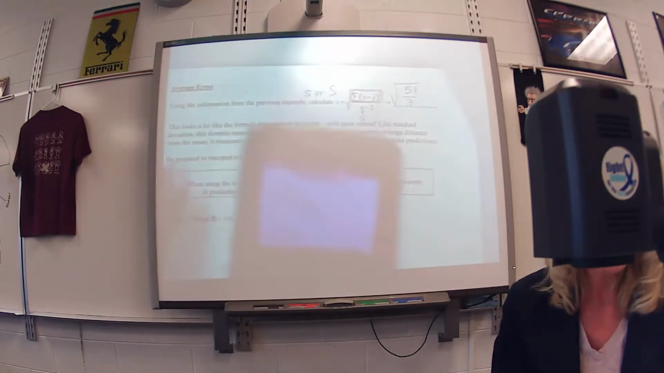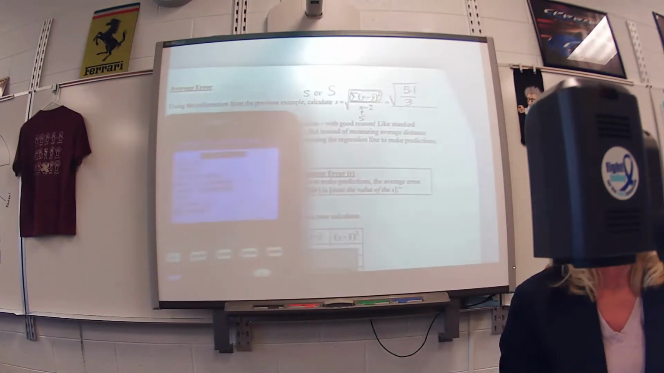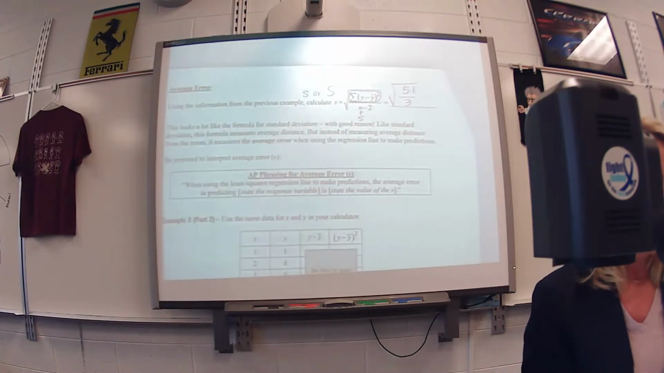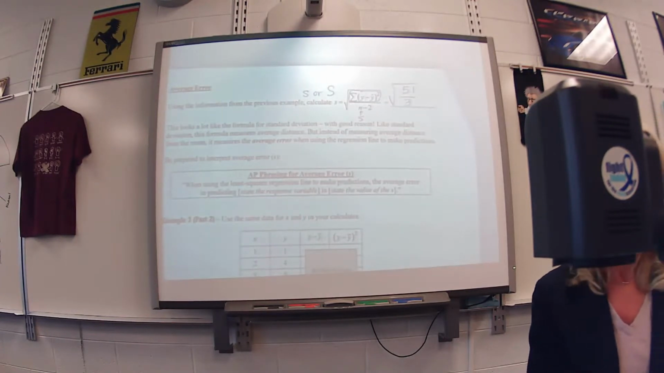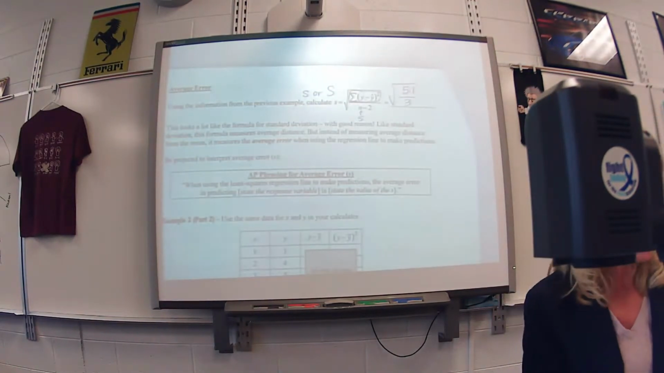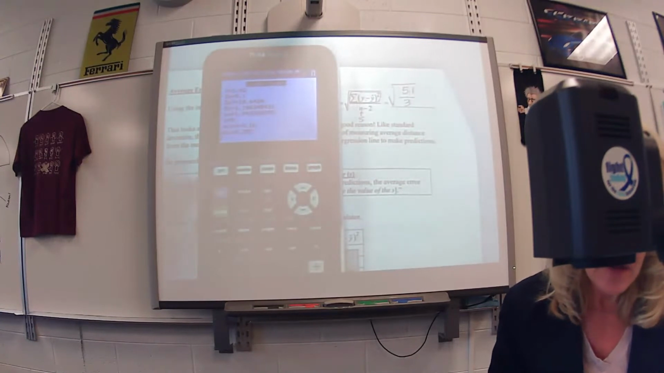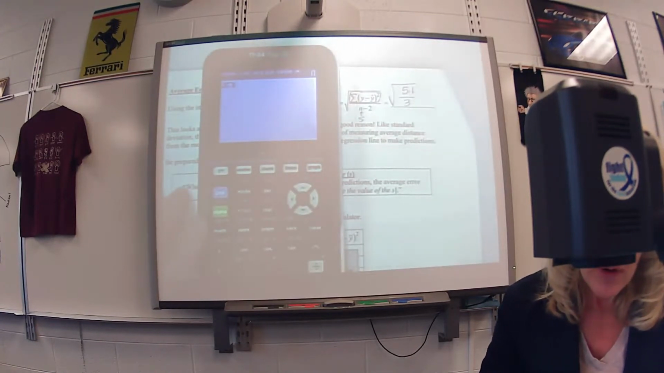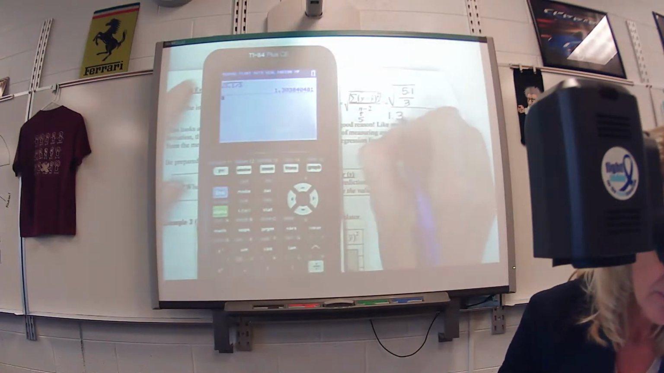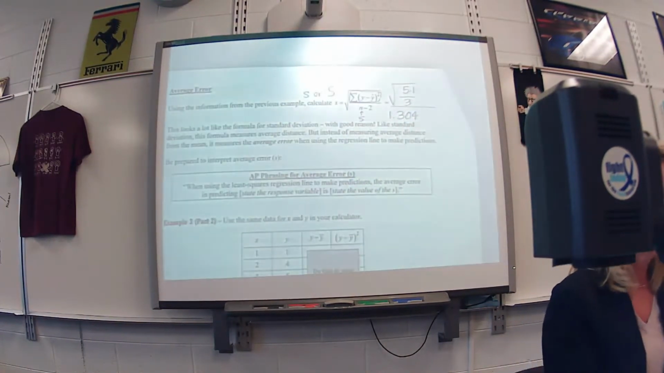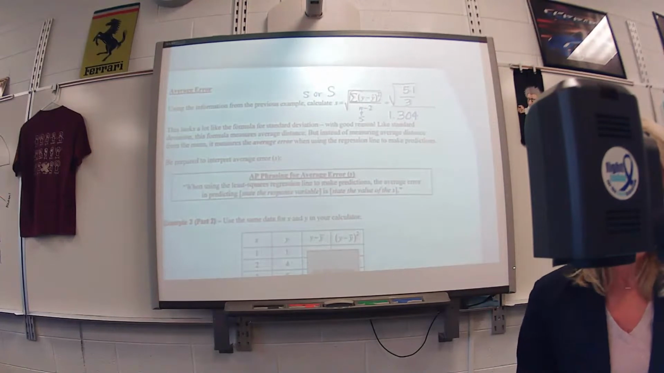You are calculating the average error when you make a prediction. The y-hats are used to predict. The residuals give us the error. And when we do this, it gives us the average error. So if I take the square root of 5.1 divided by 3, I get 1.304. That is considered the average error.